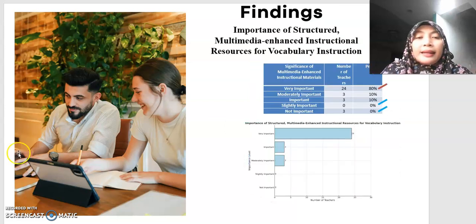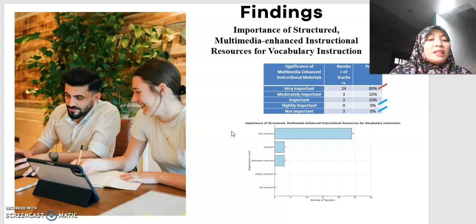Is it important for the teachers to have structured multimedia enhanced instructional resources for vocabulary instruction? Yes, impressively, 24 out of 30 agree that they need this. This may probably be because they think that when they have very structured multimedia enhanced instructional resources for vocabulary instruction, the teaching process will be easier, their workload will be reduced, and their cognitive load is also lessened.